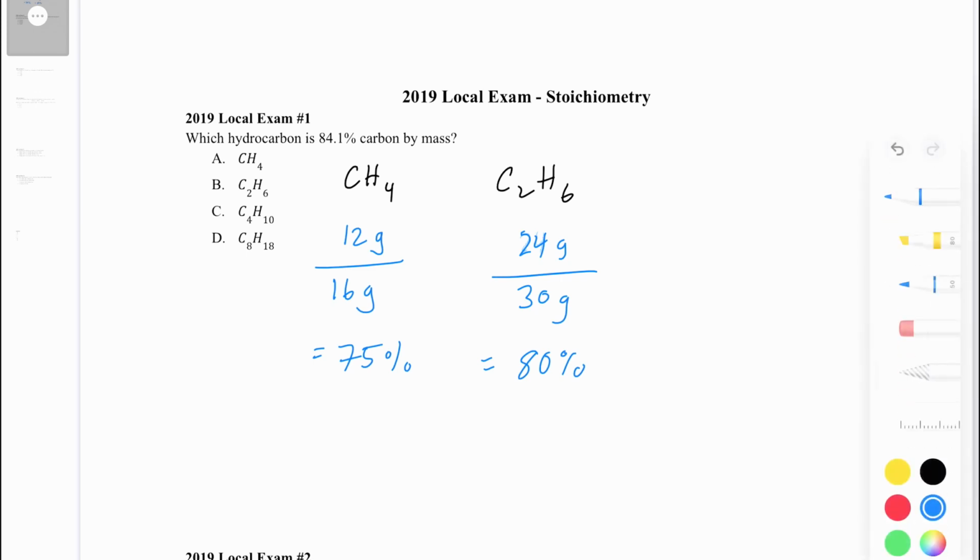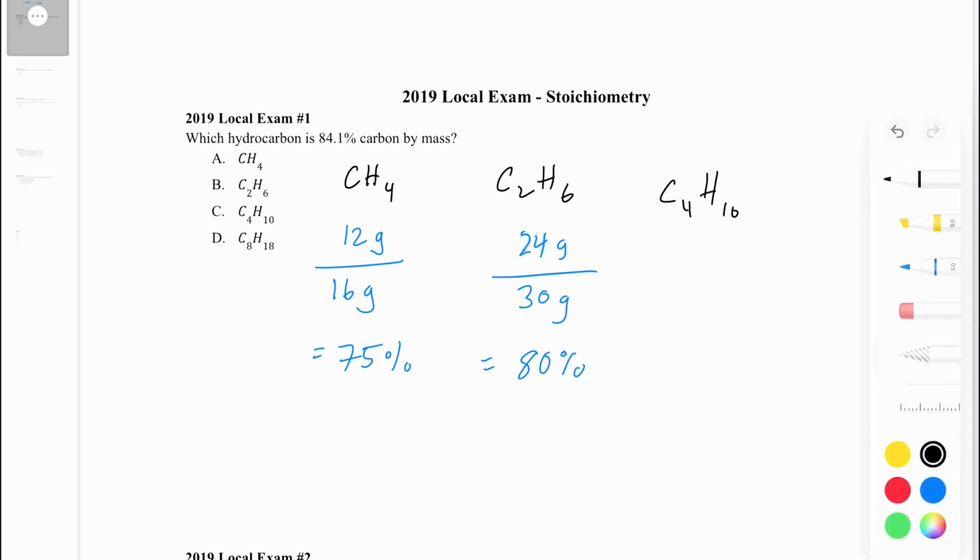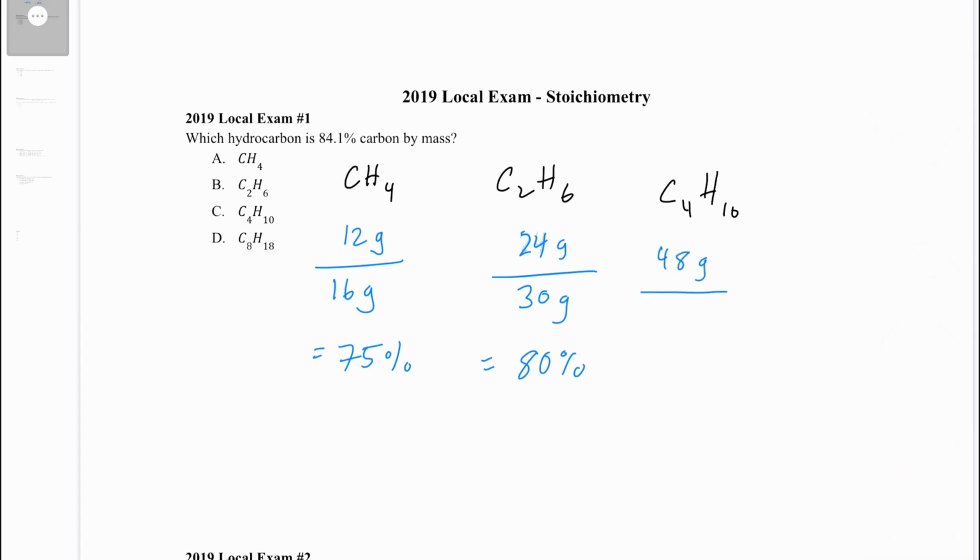Let's look at C4H10. Carbon in this case is going to be 4 times 12, that's 48 grams, over 58 grams, which is the molar mass of the compound. And that is about 83%.